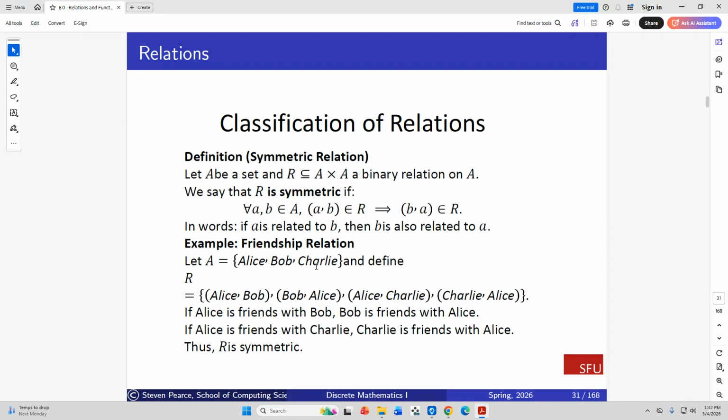Example, friendship relation. Alice, Bob, and Charlie is set A. There's a relation: (Alice, Bob), (Bob, Alice), (Alice, Charlie), (Charlie, Alice). If Alice is friends with Bob and Bob is friends with Alice, and Alice is friends with Charlie and Charlie is friends with Alice, thus R is symmetric. Okay, it's a cute demonstration.